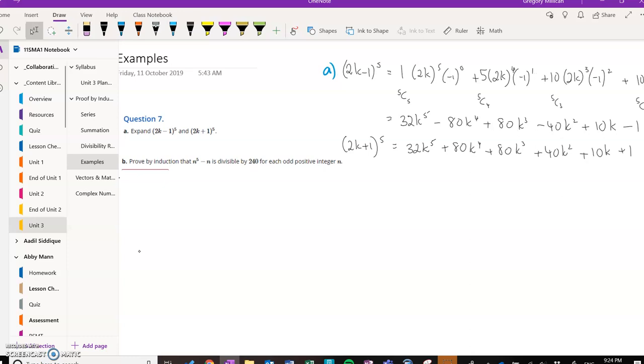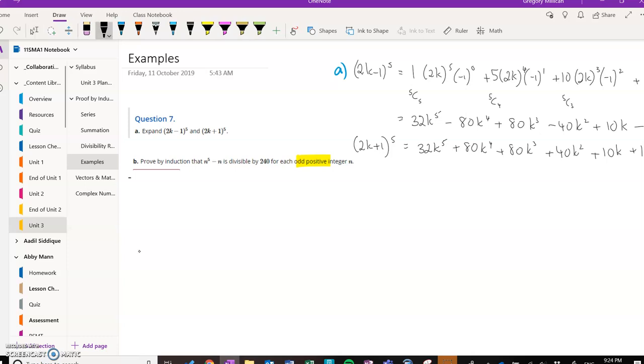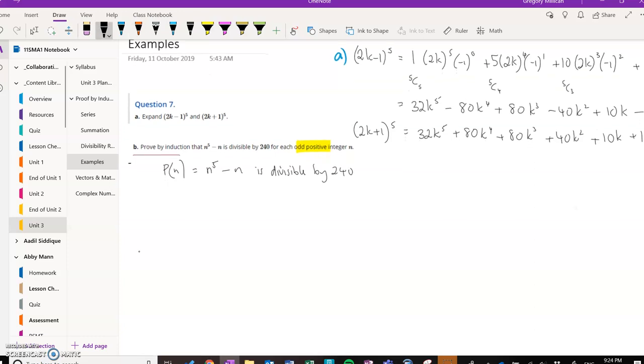So, prove by induction that n to the power of 5 minus n is divisible by 240 for each odd positive integer. There's the key word there, odd positive integer. The first thing we do when we're proving by induction is we identify our proposition. So we're going to say that P(n) is n to the power of 5 minus n is divisible by 240.